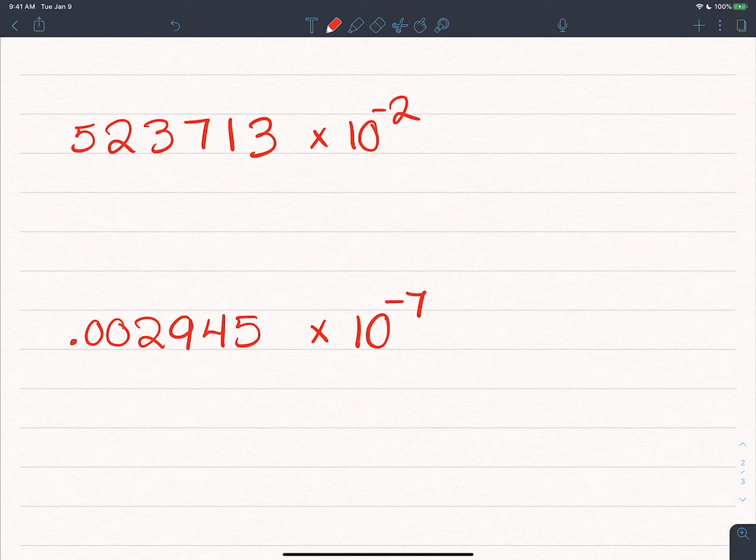I want you to take a second and try to see if you can solve this and write it in scientific notation yourself. Okay? So go ahead and try. Try to write these two in scientific notation. And then we'll come back and we'll do it together.